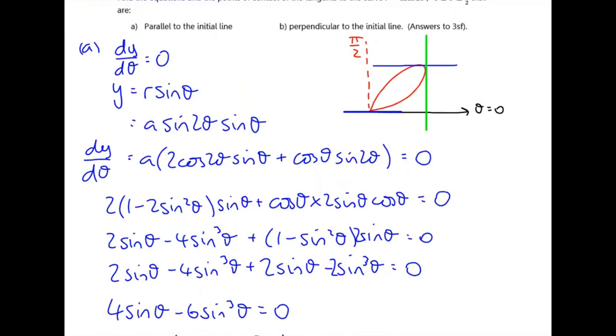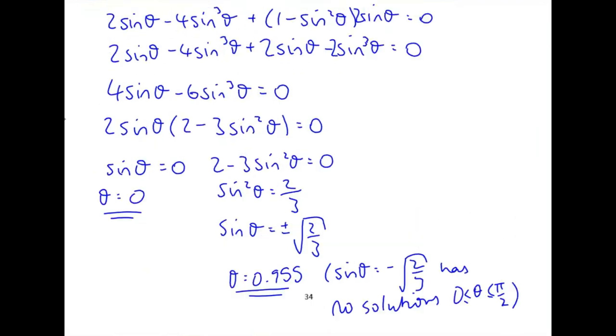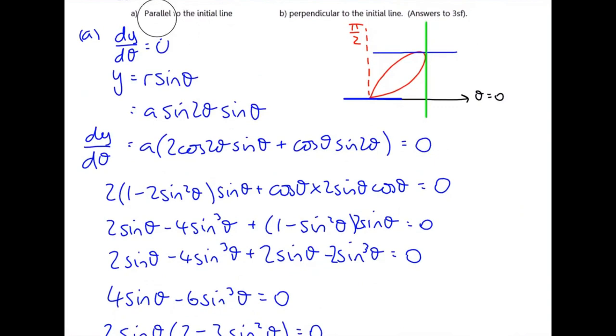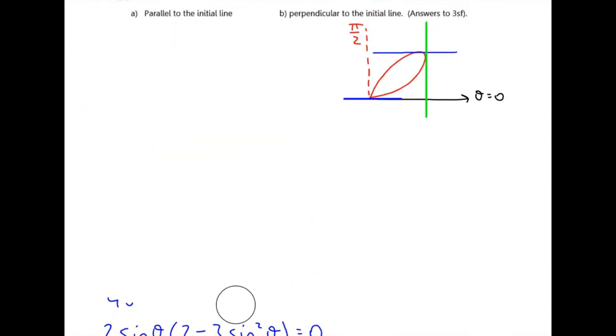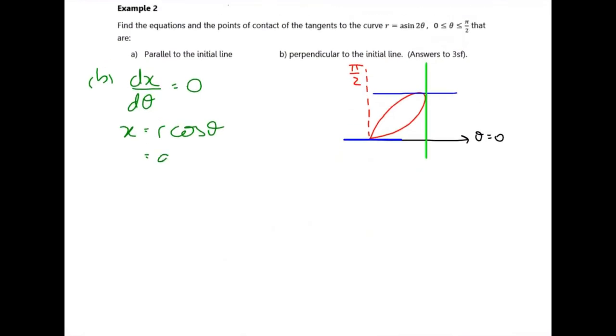Okay, right, hopefully you've left more space than I have. We'll do the same for the vertical ones, except this time it's dx by d theta equals zero. Everybody okay if I clear this off? Right, so for the vertical ones, I've got dx by d theta equals zero. Just like when we start off with y equals r sine theta, I'm going to start off with x equals r cos theta, and I'm going to substitute in my r, which is a sine 2 theta cos theta.